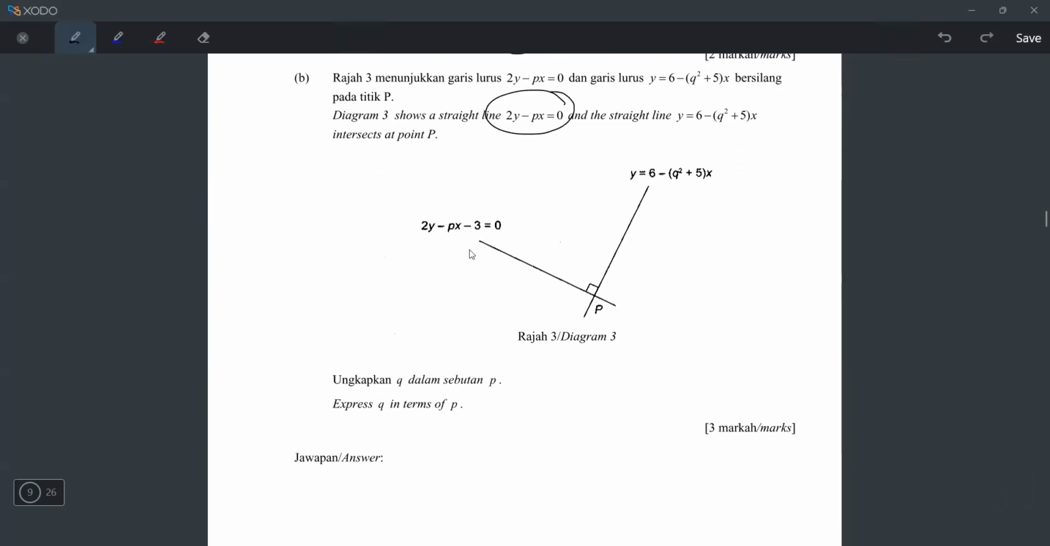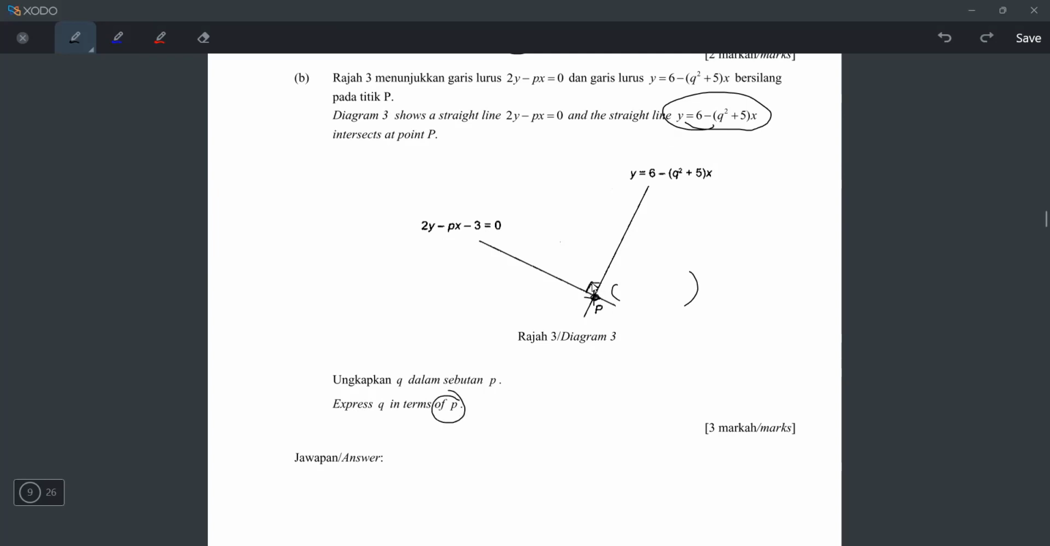Diagram 3 shows a straight line. Okay, I can see it. Why different? This one is 2y minus px equals 0, but this one is 2y minus px minus 3 equals 0. So it's different, it's okay. Let's keep reading. And the straight line y equals 6 minus q squared plus 5. Okay, this one is the same. Intersect at point P. If you want to find point P, how can I find it? I can take this equation and this equation and do simultaneous equations. But I don't think that's what they want, because they want us to express Q in terms of P.